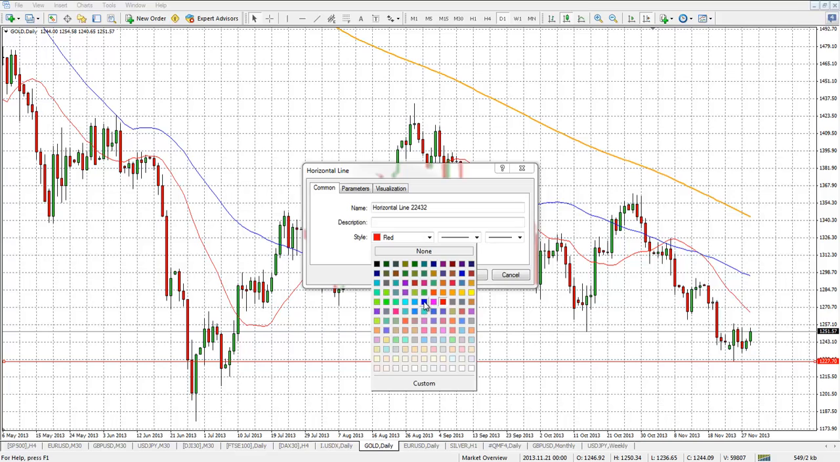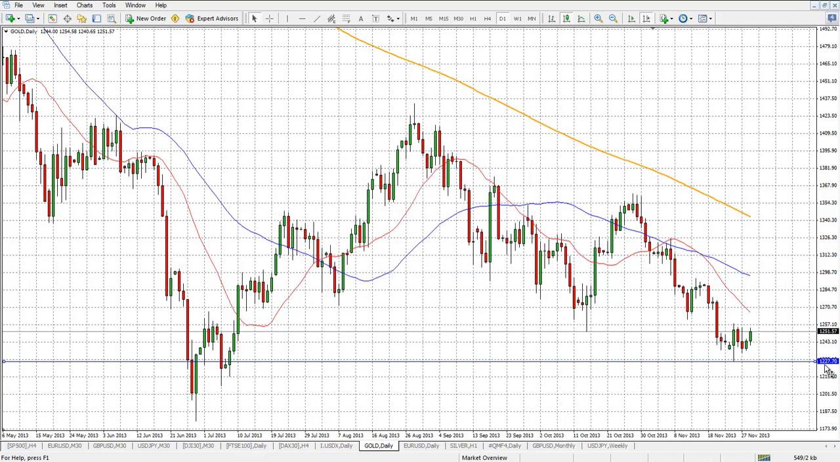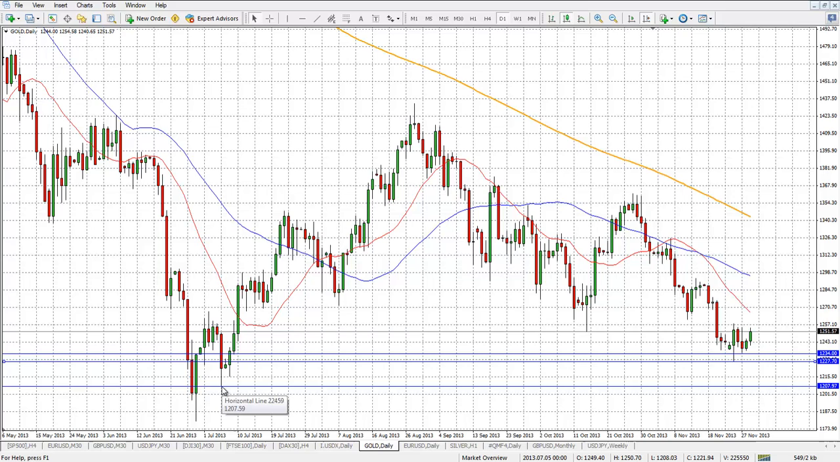So make that nice and blue. 1227 is a very important support level for me, followed by 1234. Those two levels would really need to hold. If we see a daily close below those two levels, then it'll be logical to assume that further support could be found at 1207, 1200 level, and definitely around 1180. So all of these levels will offer a certain amount of support on the way down.